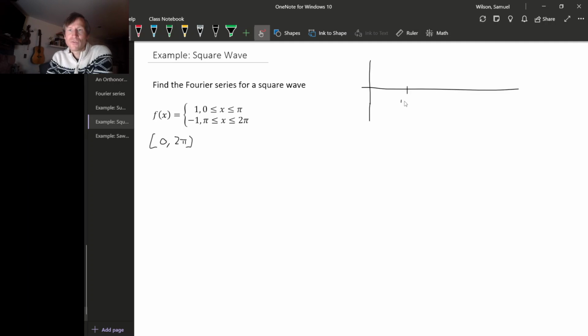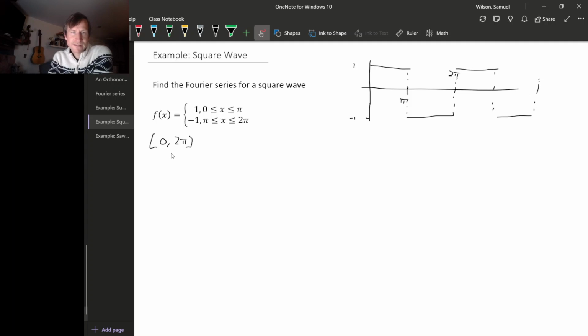So, from 0 to pi, this function is 1, and then at pi, it suddenly jumps down to -1, like this. And then at 2 pi, it starts to repeat itself, which means that it jumps back up to 1, and then goes back down to -1. You can see why this is called a square wave. It's because we have these square tops, these square crests and square troughs for this wave.